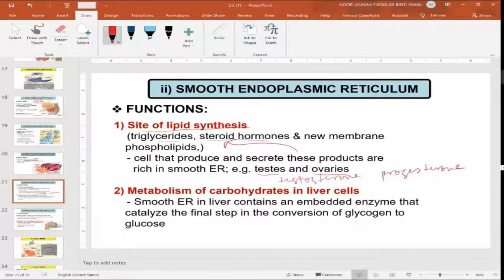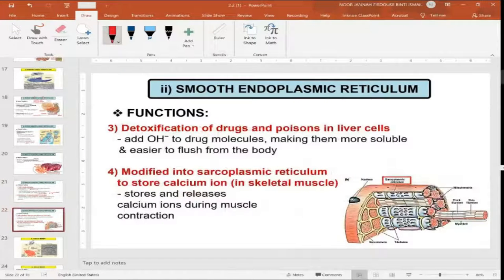Then involved in metabolism of carbohydrates in liver cells. Of course, they are abundant in liver cells also. Contain an embedded enzyme that catalyzes the final step in the conversion of glycogen to glucose. Glycogenolysis, eh? The function is to detoxify drugs and poisons in liver cells. Jadi, memang kita akan banyak jumpa lah smooth endoplasmic dalam sel hati. Liver cell, sebab kita dah tahu liver ni, fungsi dia ialah detoxification.